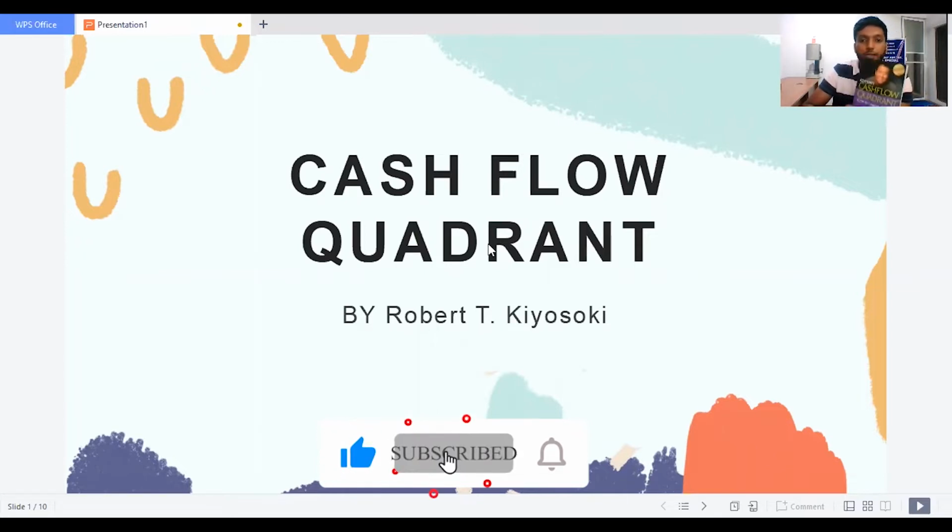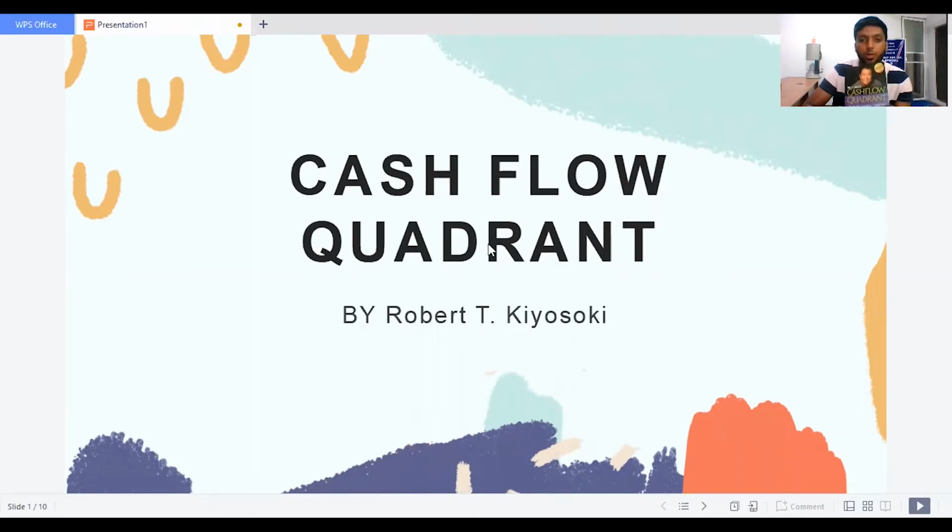Cash Flow Quadrant teaches many life lessons and also business lessons for any entrepreneurs who are planning to start up and who want to increase the level of assets and decrease the level of liabilities in the business. So let's move on to this topic.